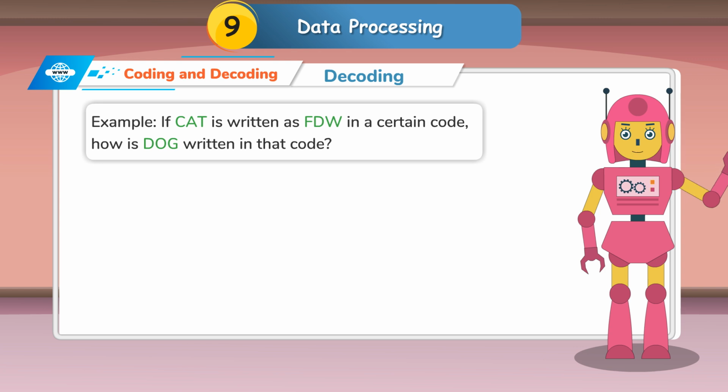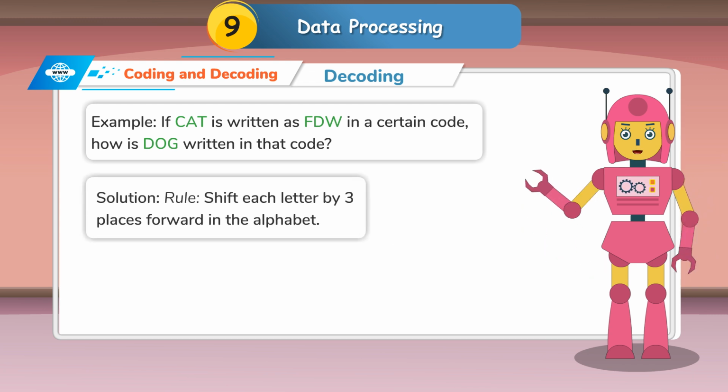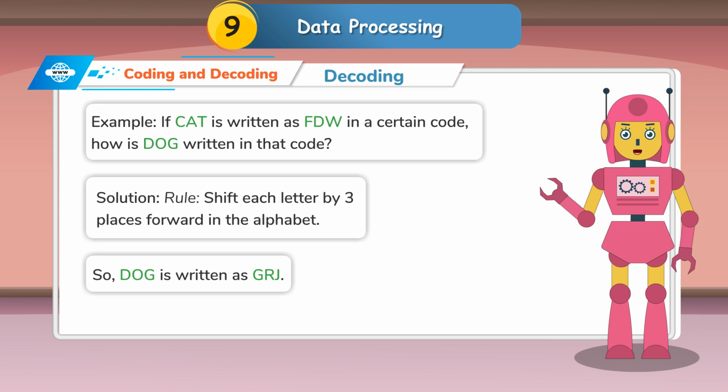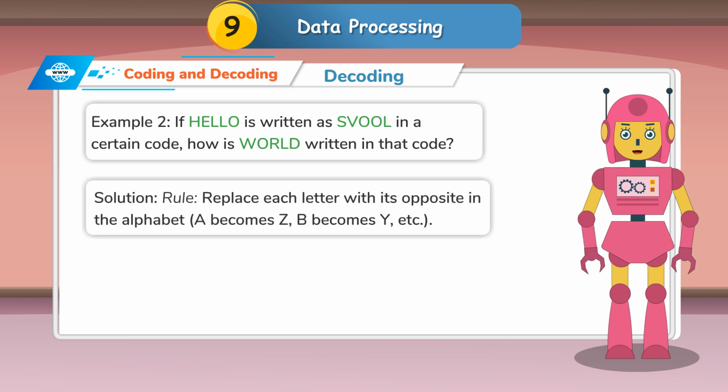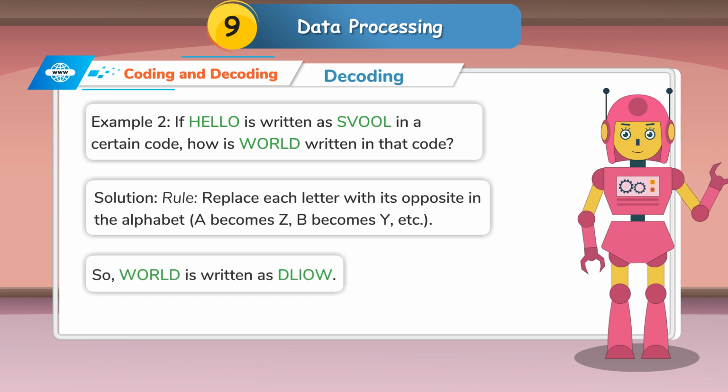Example: if cat is written as FTW in a certain code, how is dog written in that code? Solution rule: shift each letter by 3 places forward in the alphabet. So dog is written as GRJ. Example 2. If hello is written as SVOOL in a certain code, how is world written in that code? Solution rule: replace each letter with its opposite in the alphabet. A becomes Z, B becomes Y, etc. So world is written as DLIOW.